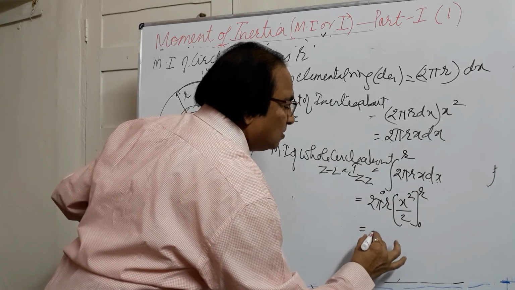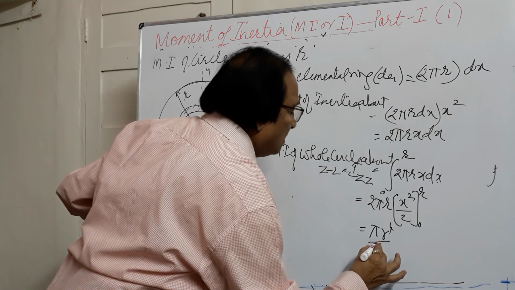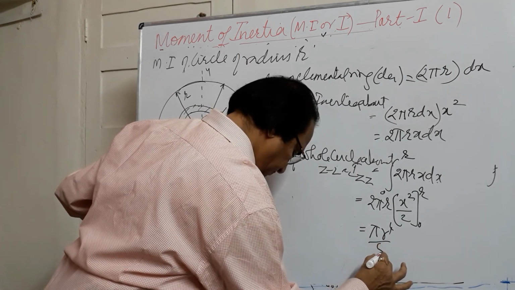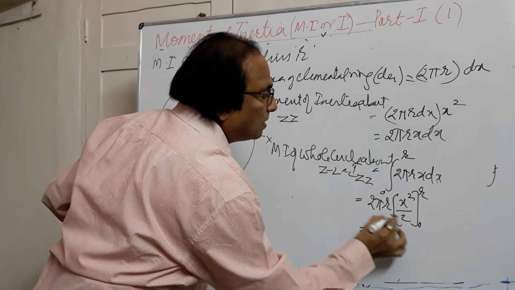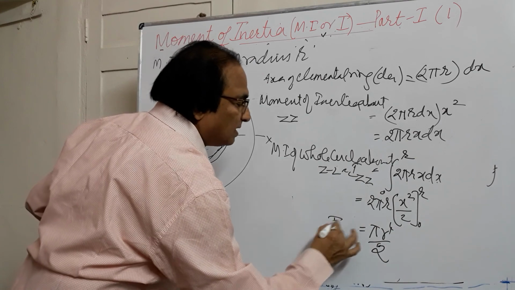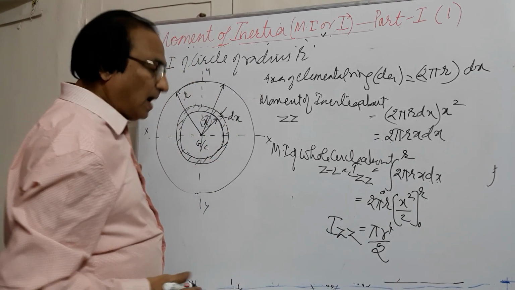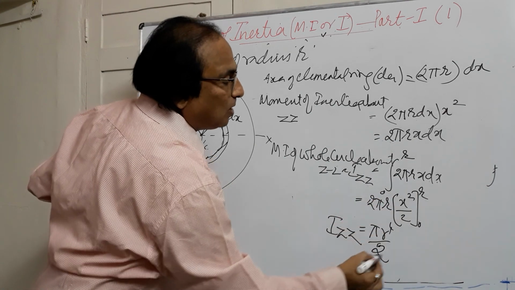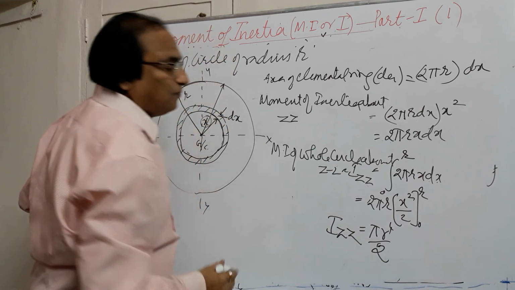This will be equal to pi r square by 2. So this is the moment of inertia about the zz axis. So Izz will be equal to pi r square into r square by 2. So this is pi r raised to 4 by 2.